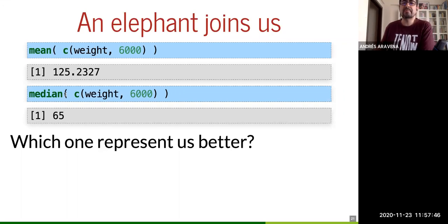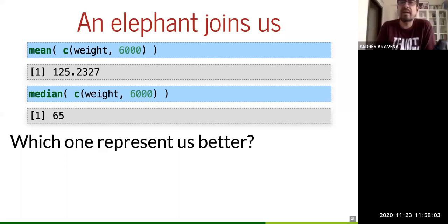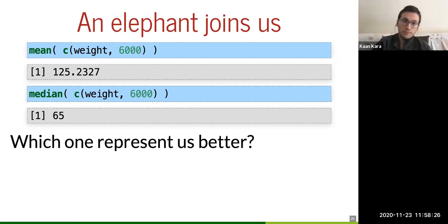But what happened with the median? Tell me what happened with the median when we put one extra. The same, so it doesn't change. So that is what we mean by robust. The elephant in this case is clearly an outlier, because all the people except the elephant have weights that are much smaller. And if we take the arithmetic mean, the outlier is affecting it. But if instead we take the median, it doesn't change. It's much more robust.